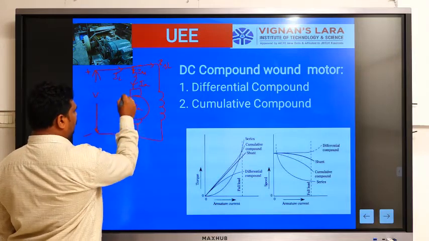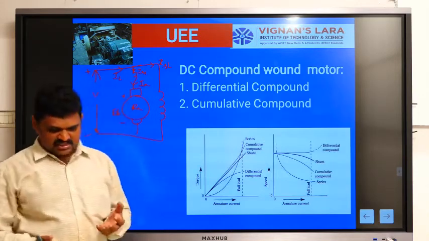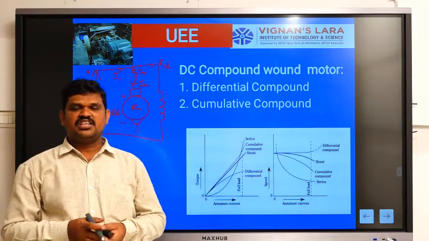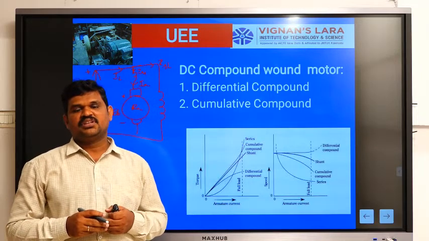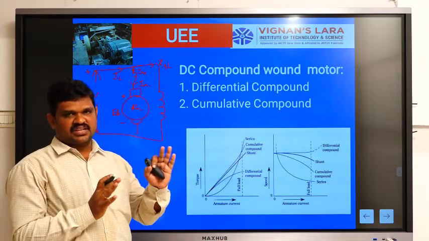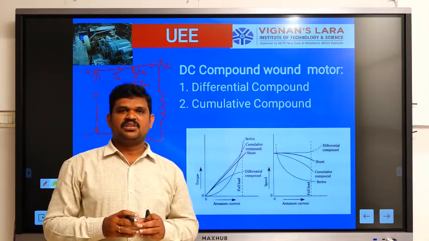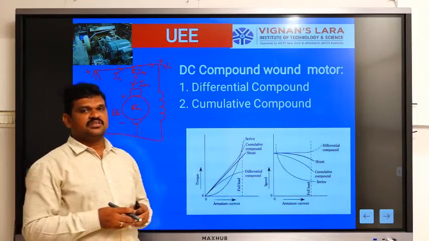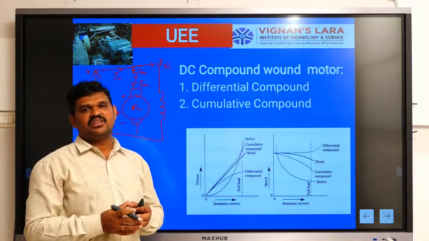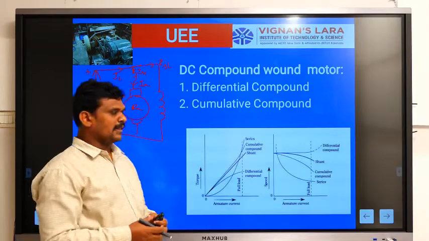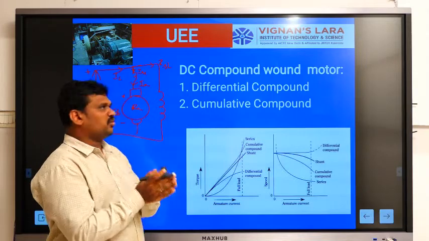So what is the need? Why do we go for these compound machines? If we observe the series and shunt machines, the series machine has a high starting torque, but the shunt machine has a low starting torque. But the disadvantage of the series machine is that at no load it operates at dangerous, high speeds. When it is operating at high speeds, because of the centrifugal force, all the equipment, brushes, bearings, everything will come out from the machine. The machine will be damaged. If you want to combine the advantages of both the series and the shunt, we go for the compound machines.